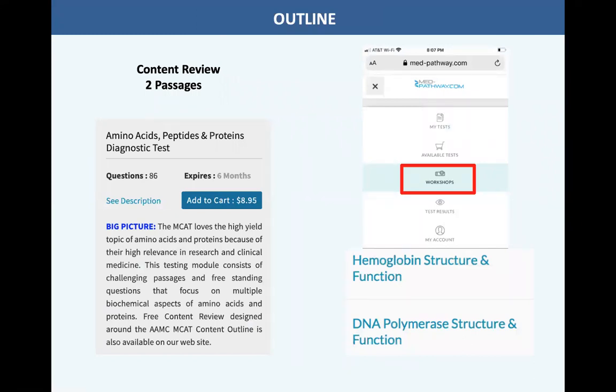We're going to look at some content review. I'm going to go over my theory about amino acids. We'll talk about memorization. We'll talk about structure, application, function, chemistry, etc. And so the material that you're going to see today is derived from our amino acid, peptide, and protein diagnostic module. All you guys have access to that.